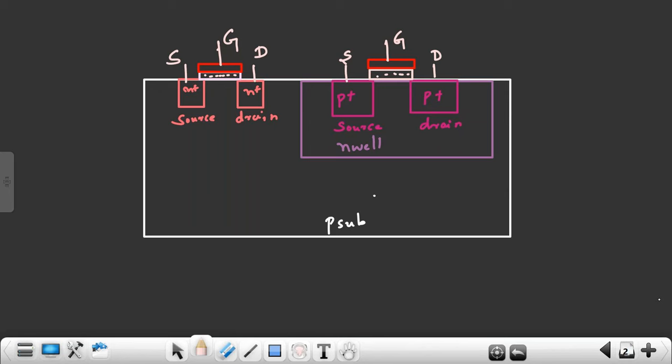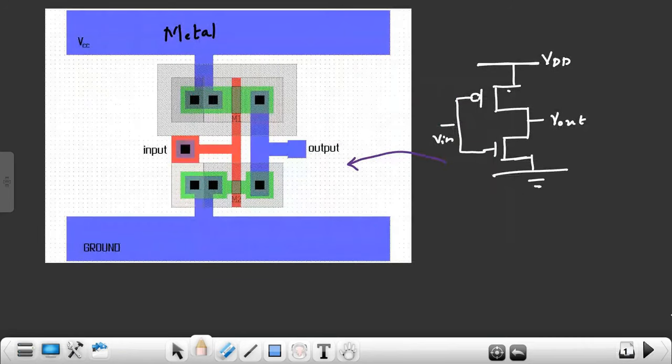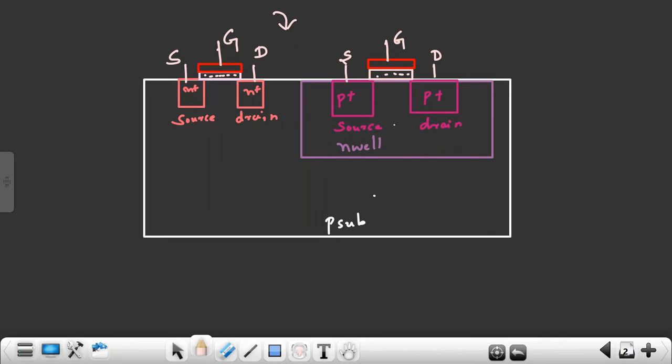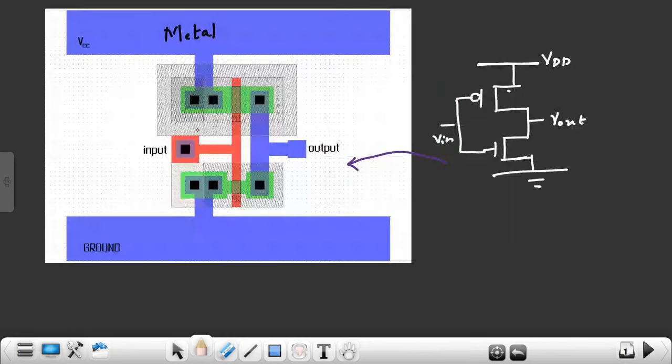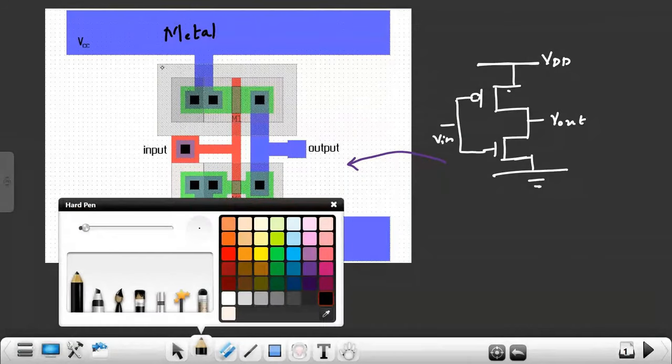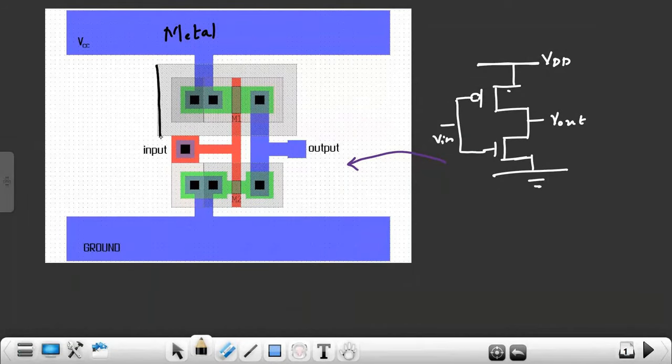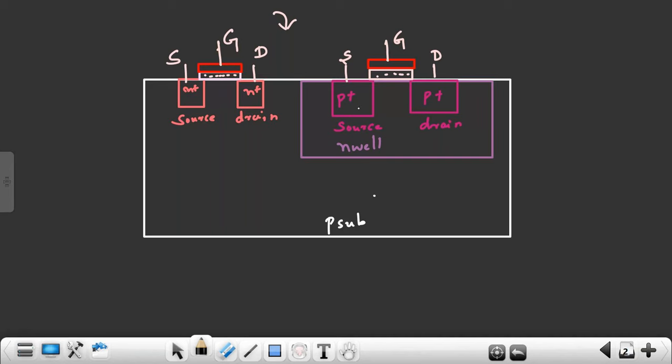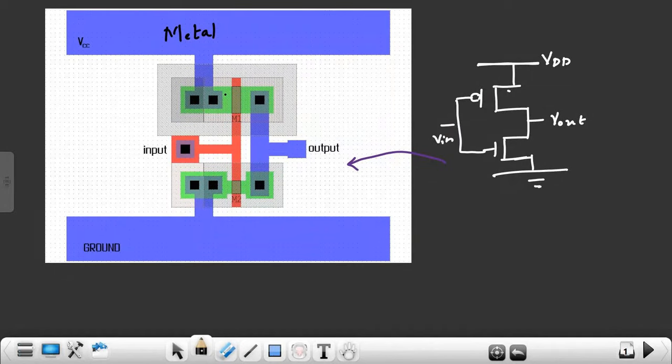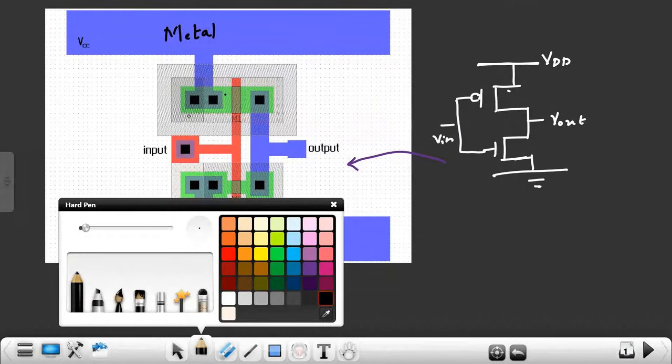So this structure is called what? What we see from the top side, the top view, is called the layout. Here you have the N-well. In the N-well, the PMOS is formed. So here also you have the N-well. What is this green color? Your green color is the P plus region, P plus source and P plus drain. This is P plus source, this is P plus drain.